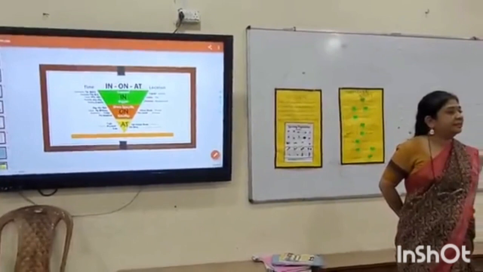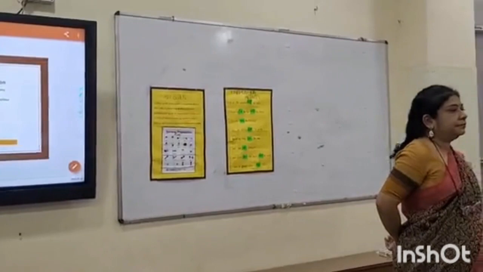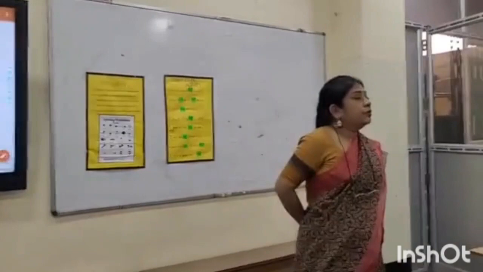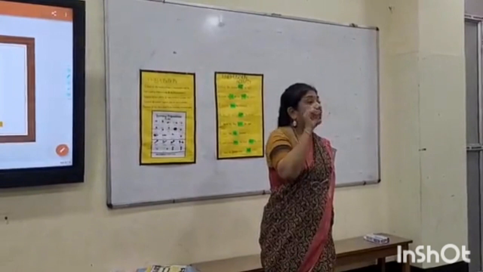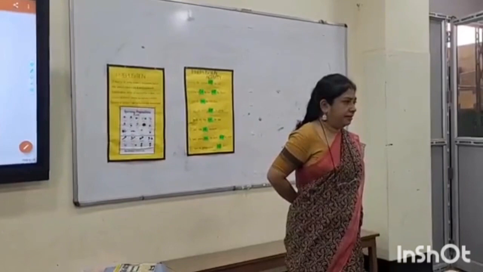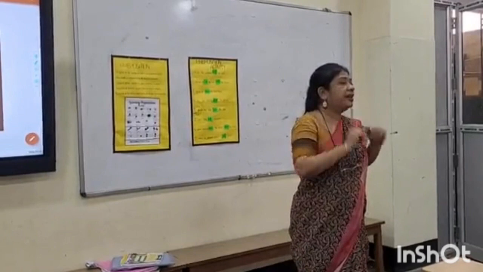Sometimes both "at" and "on" are used for time. Okay. At. We use "at" to explain a specific time. The dogs bark at midnight. I will study at 6 o'clock in the evening. A specific time. And "on" is a bit generalized.